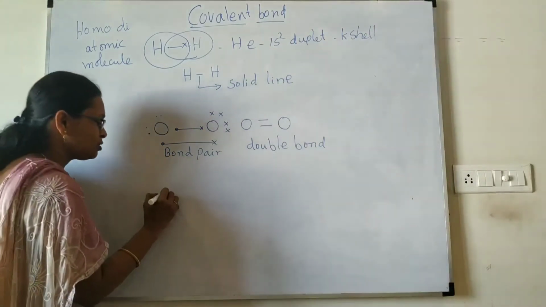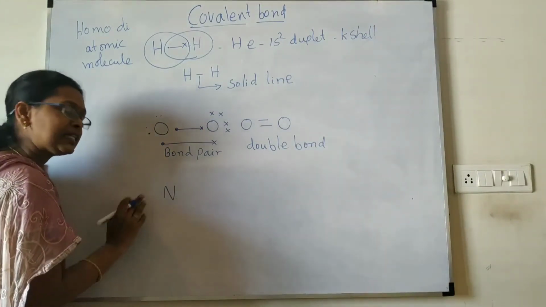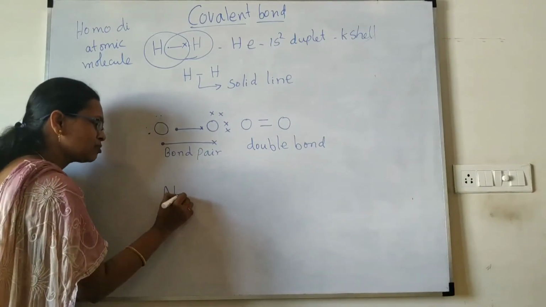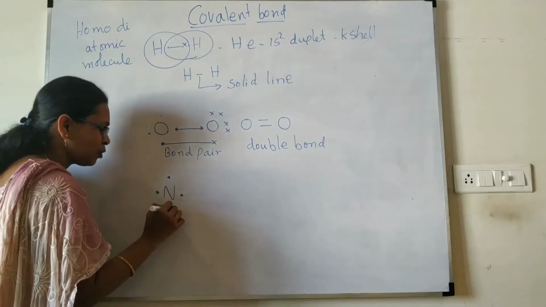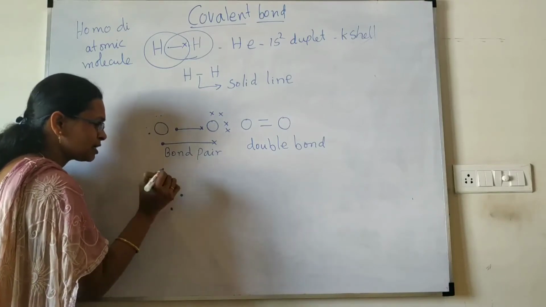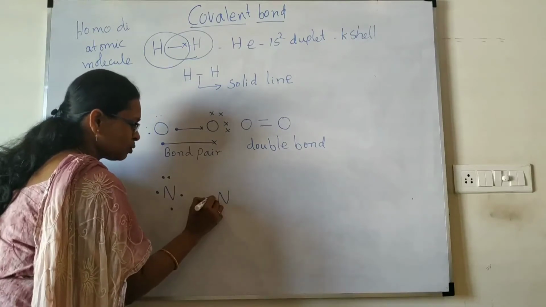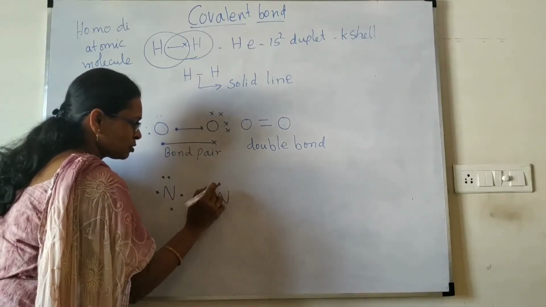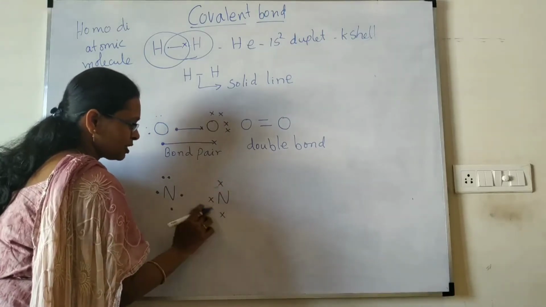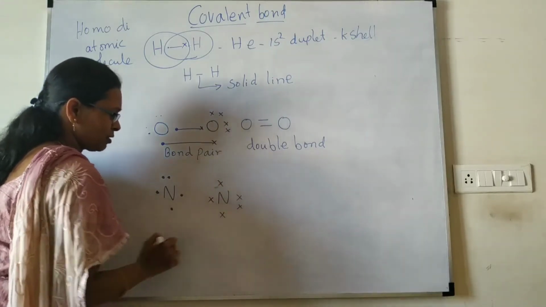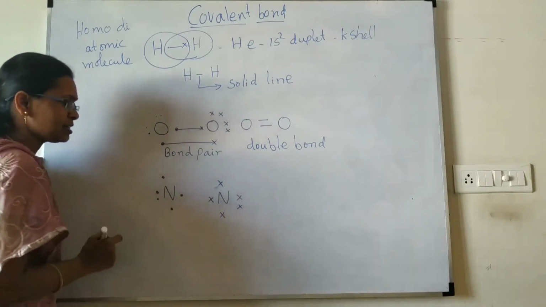Next you take the nitrogen atom. What is the valency of nitrogen? 3. And the number of valence electrons is 5, right? So 1, 2, 3, 4, and here the 5th we write. And another nitrogen also you take. 1, 2, I will show with cross marks. 1, 2, 3, 4 and 5. I am mentioning the dots here to understand it easily.